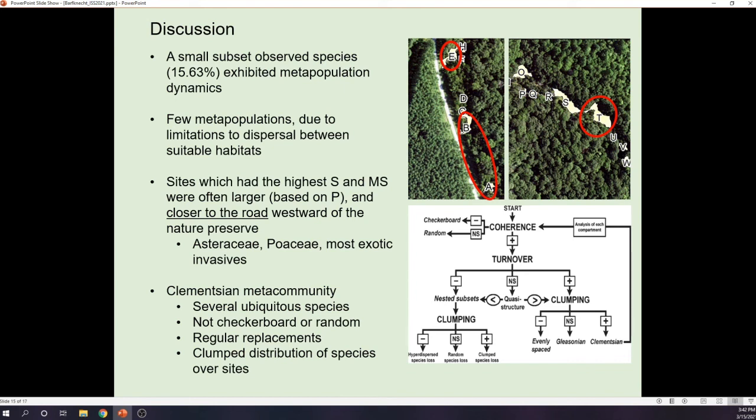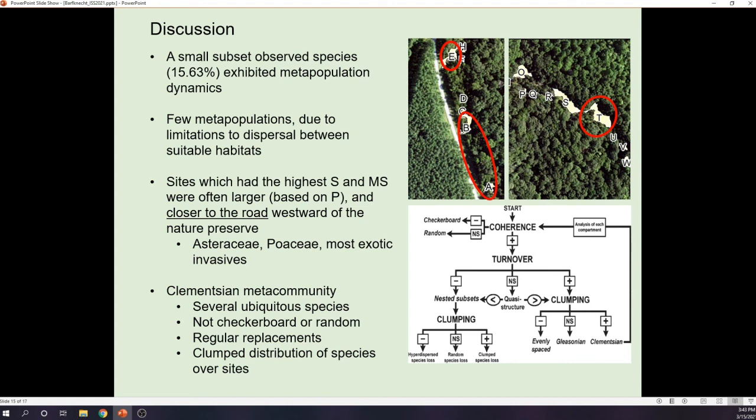vector. Relating back to sites, sites which had high numbers of total species richness as well as high numbers of species which had metapopulation dynamics were often larger based on area and perimeter here, excuse my typo, and were often closer to the road westward of the preserve. And again, these were composites, grasses, sedges, and then a lot of exotic species. And this might mean that there's some kind of an additive or interactive response, not only due to the total area available at an individual site, but there might be some kind of impact related to anthropogenic disturbance.